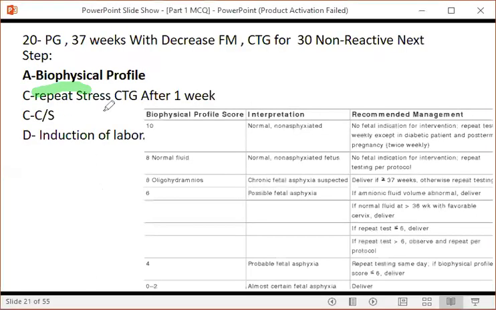Let's go, guys, to the next. A primigravida at 37 weeks with decreased fetal movement, CTG for 30 minutes, I guess, non-reactive. Next step? This is really an incomplete question. Is that 30 minutes or not? I don't know. It is non-reactive.